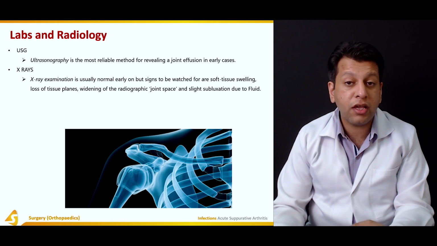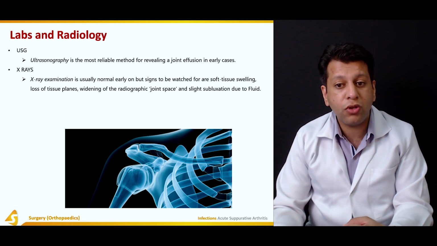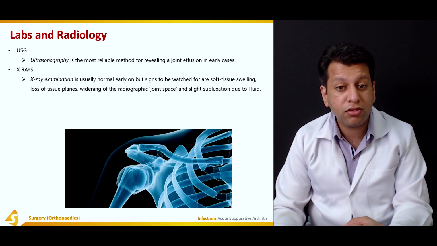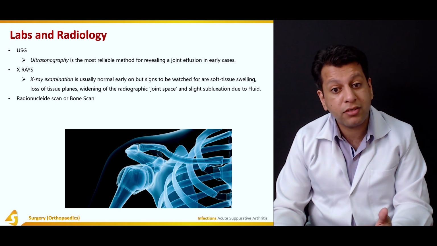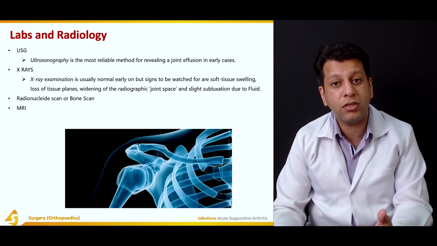The next are the X-rays. X-ray is usually normal early, but signs to be watched are soft tissue swelling, loss of tissue planes, widening of the radiographic joint space, and slight subluxation due to fluid. Radionuclide bone scan has to be done for infection, and that's always indium labeled 131.